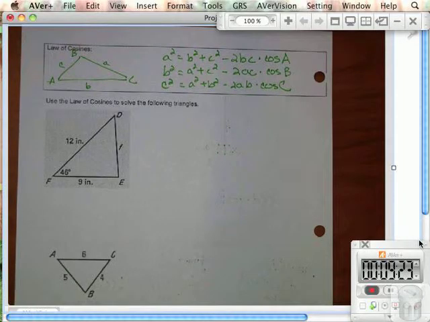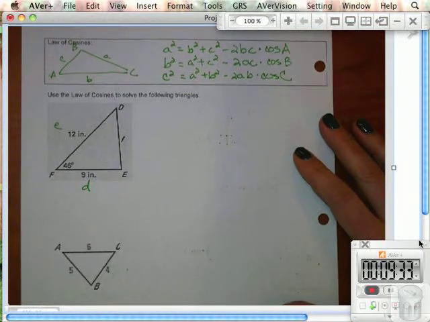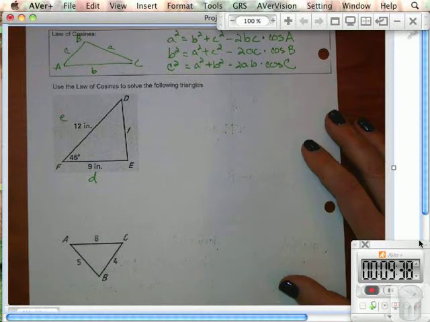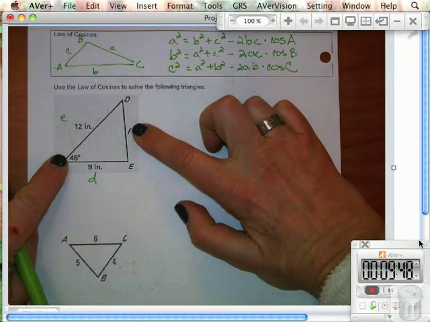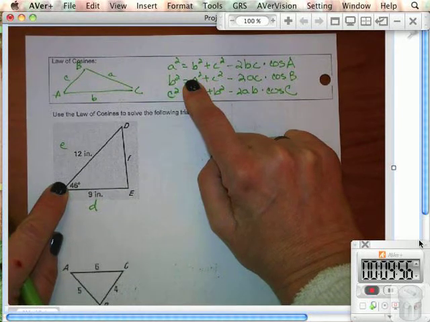Let's do it. We have a triangle, right? Do we have ABC? No, but does it matter? No. E and D, we're going to write E and D. Can we use law of sines with what we've been given here? We cannot use law of sines with what we've been given. We need to know an angle and one of its opposite sides, and we do not know that, do we? So we have to use law of cosines to start.